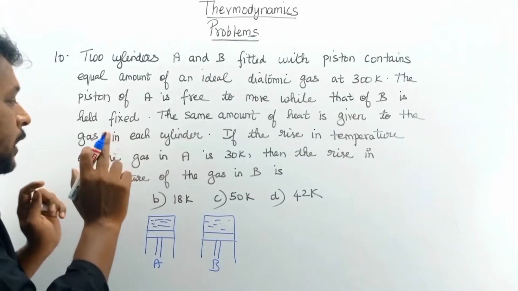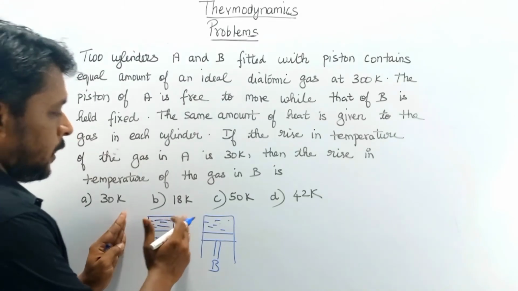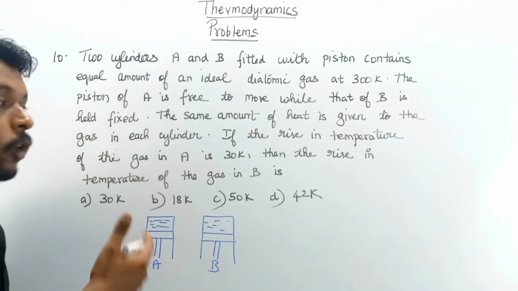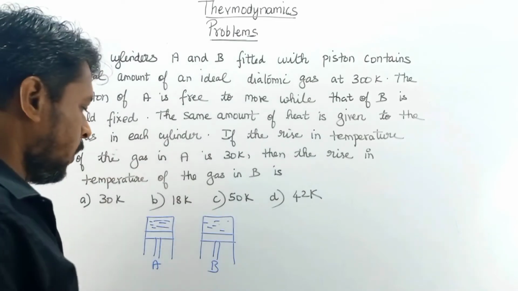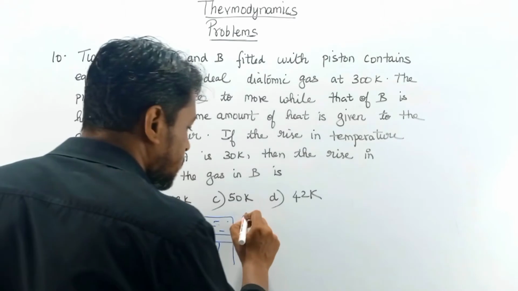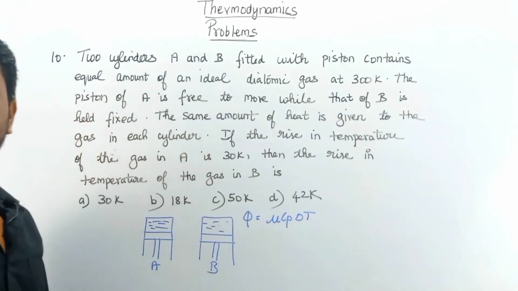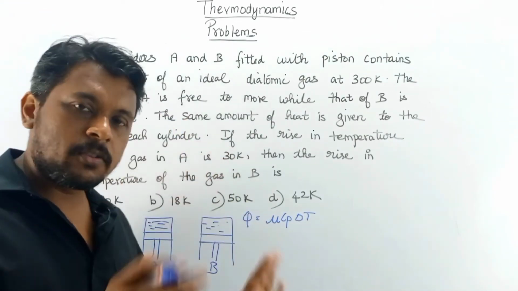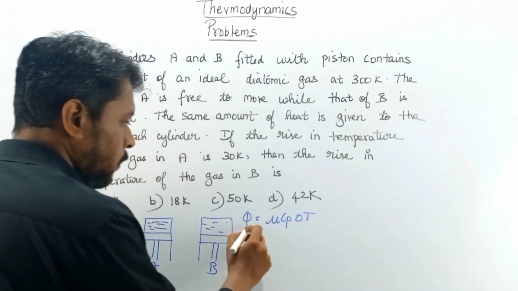What is the question asked? If the rise in temperature of the gas A is 30 Kelvin, what will be the rise in temperature of the gas in B? Normally both gases are at 300 Kelvin. In A, the piston is free to move, so the heat supplied can be written as mu Cp delta T, because the work is done under constant pressure. Mu is the number of moles.